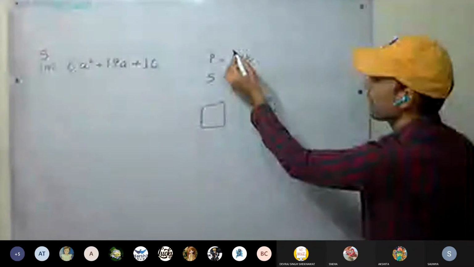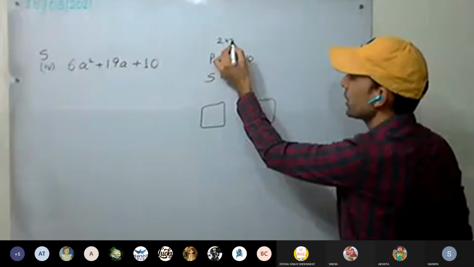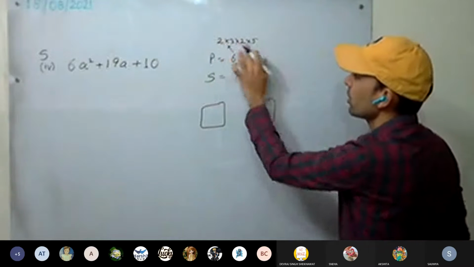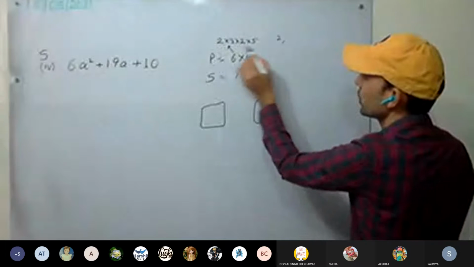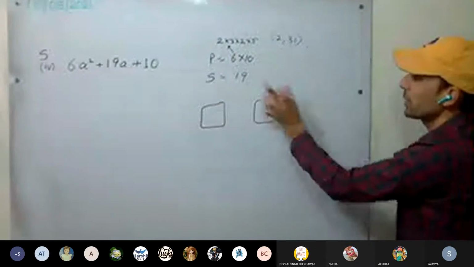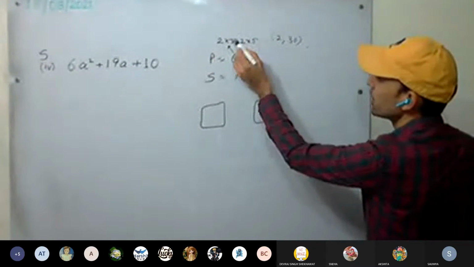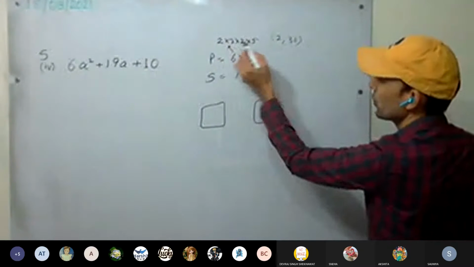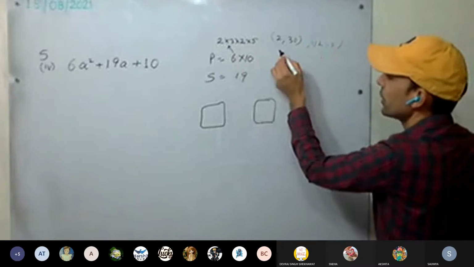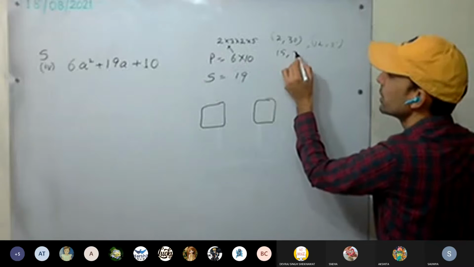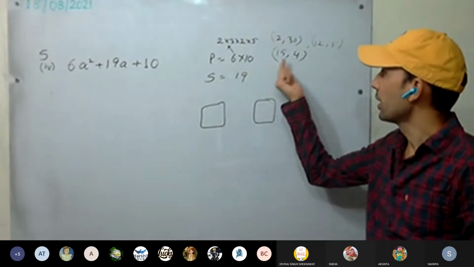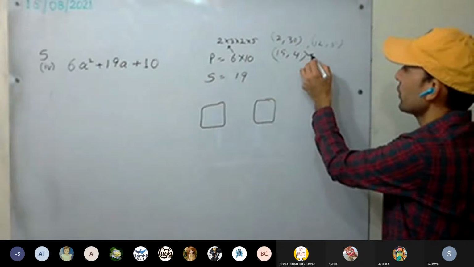Okay, so if you factorize 60, it will be 2 into 3 into 2 into 5. These will be the factors. Now group them. 2, 5, 3 are 15, 30. Their sum is not 19, so group them more. 2, 2 is 4, 3 is 12, 12 into 5, still no. Rest, 5, 3 is 15, 15 and 4. So which numbers are we getting? 15 and 4: 15 times 4 is 60 and 15 plus 4 is 19. So this one will go away.